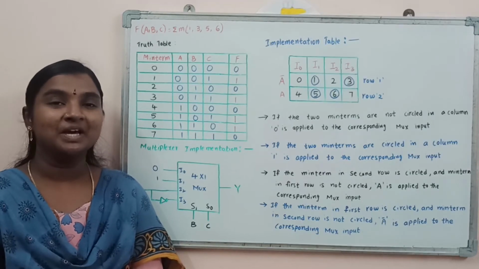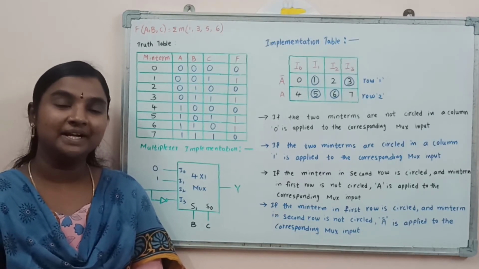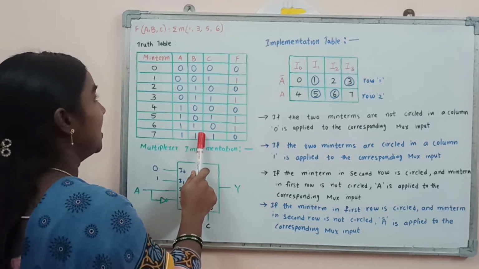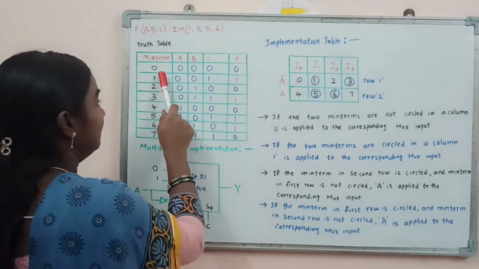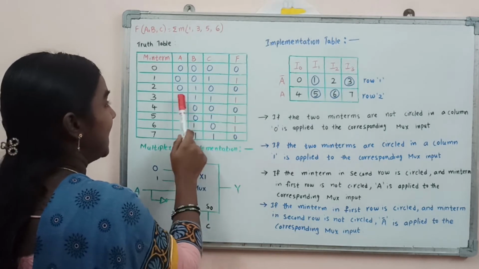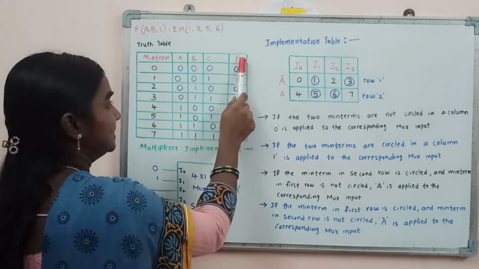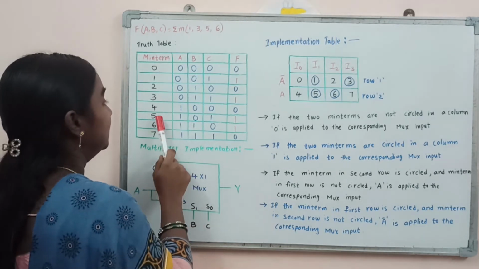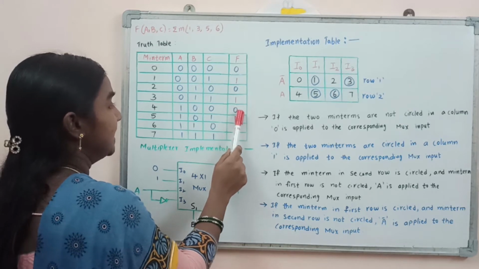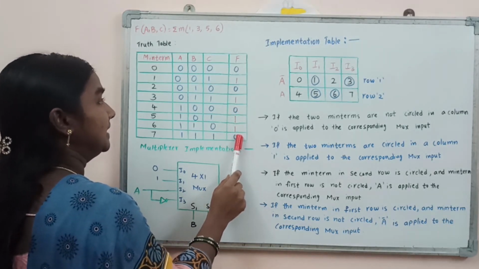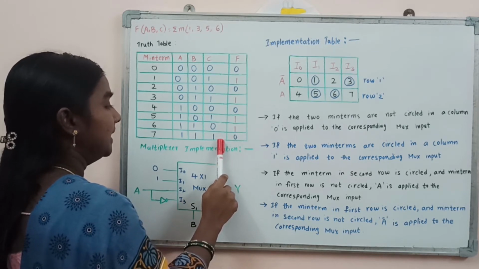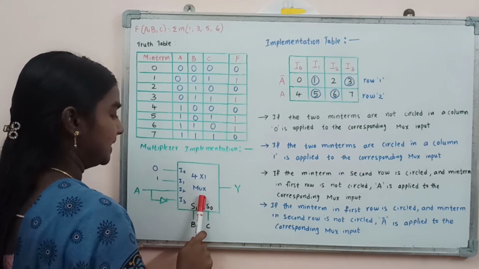Now we will find out how this same function can be implemented by using a 4 to 1 multiplexer. This is the truth table of this function. The minterms present in this function are assigned 1 as output, and the minterms not present in this function are assigned 0 as output. This function is going to be implemented by using this 4 to 1 multiplexer.